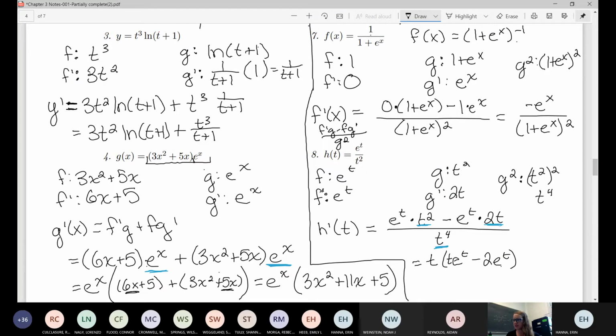If you kept it as e to the t times t and e to the t times 2, that's perfectly fine. And then you think of the denominator as t times t cubed, and then those t's can cancel. And we get t e to the t minus 2 e to the t over t cubed. Again, not really necessary, even for chapter 4, that doesn't really help out as much. But technically, we will be doing a bit more simplification in chapter 4 because of the algebra we'll have to do afterwards. But this line here is perfectly acceptable for a generic derivative.